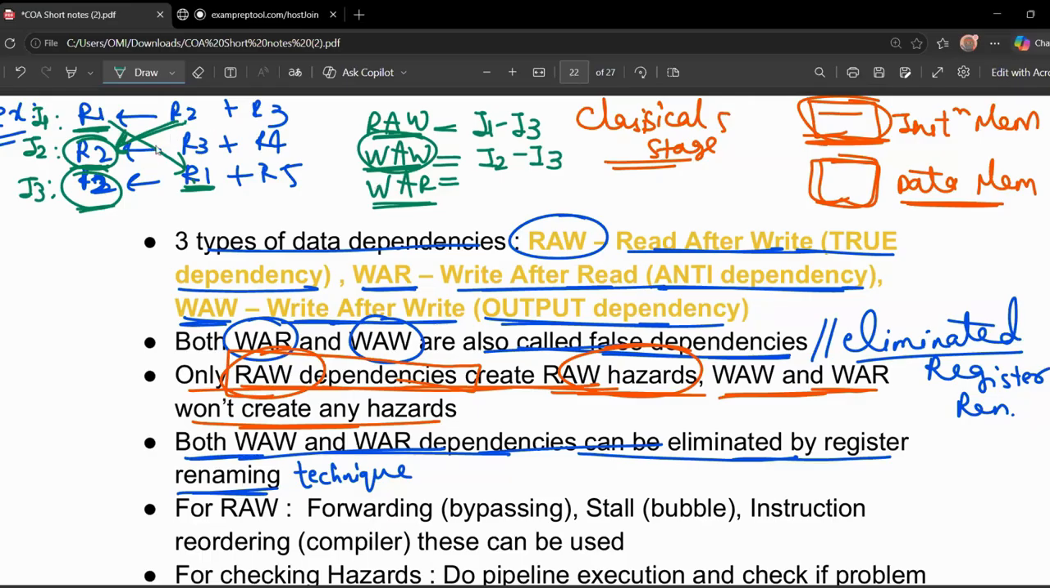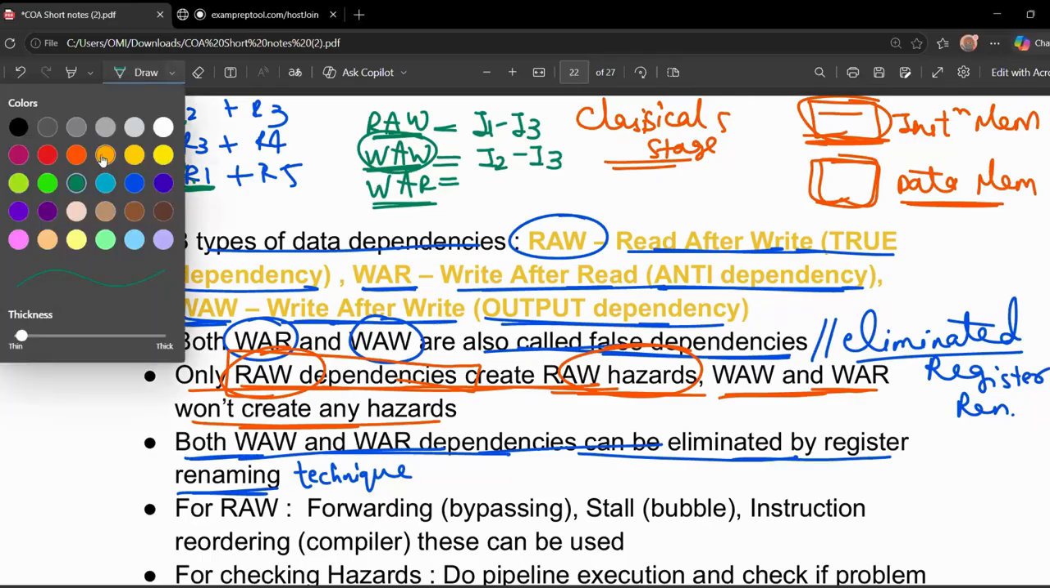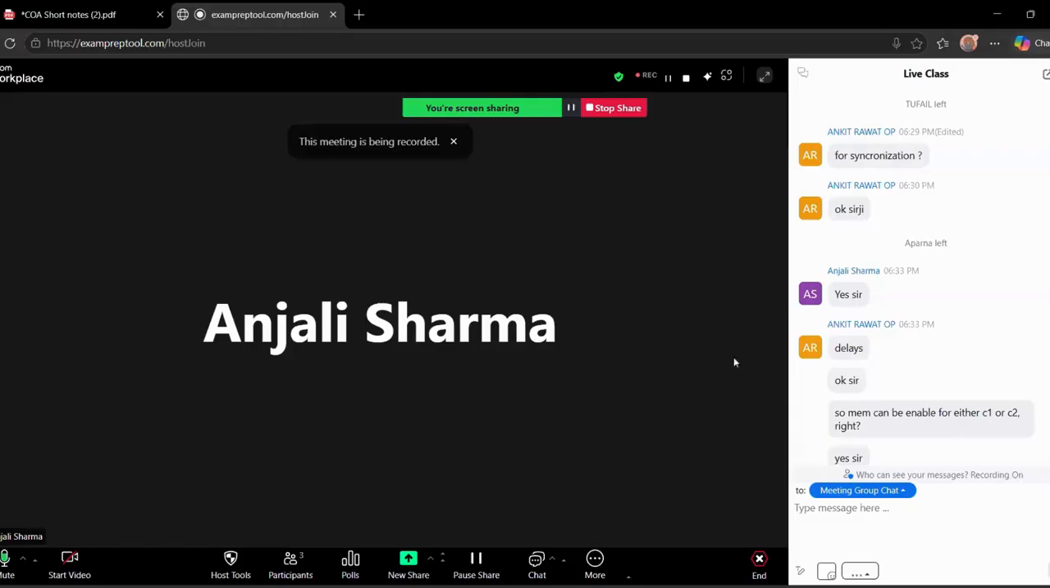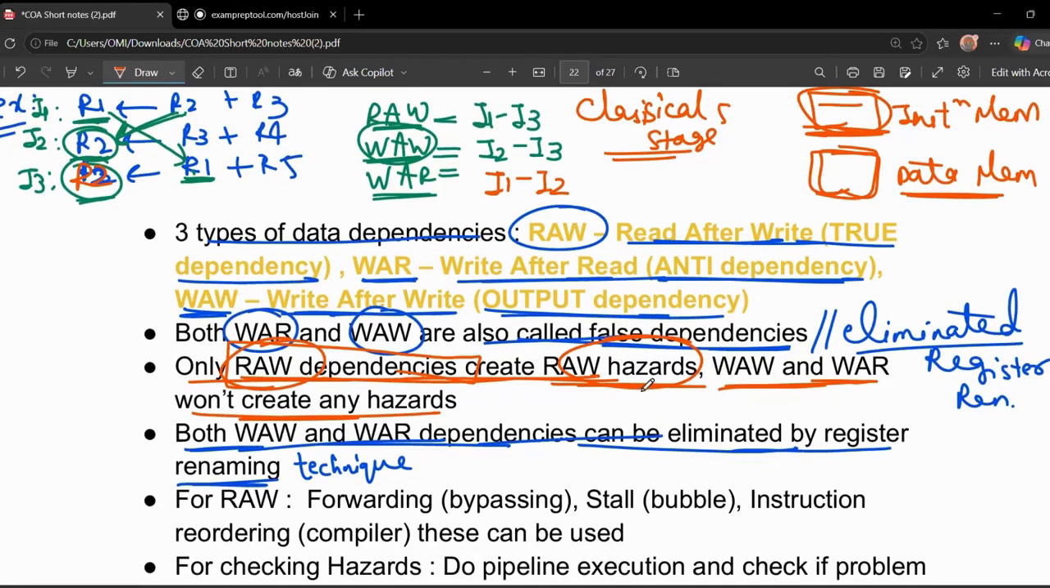Now someone can ask, sir, this is also R2, can't this be a dependency? So no. Only there is a dependency between I1 and I2. Why are we not taking this as a WAR dependency?